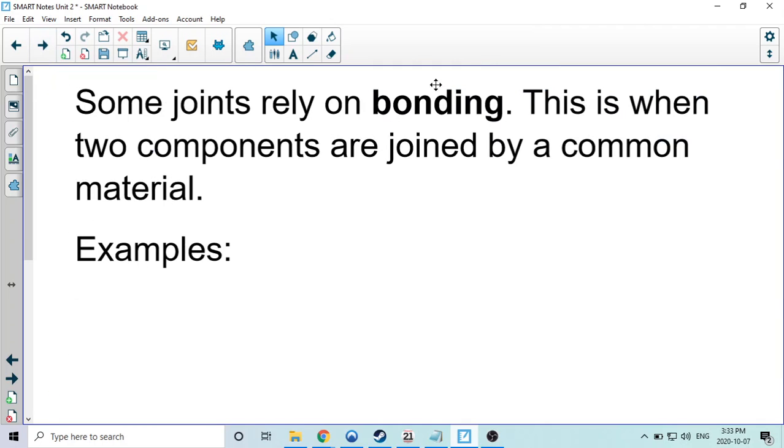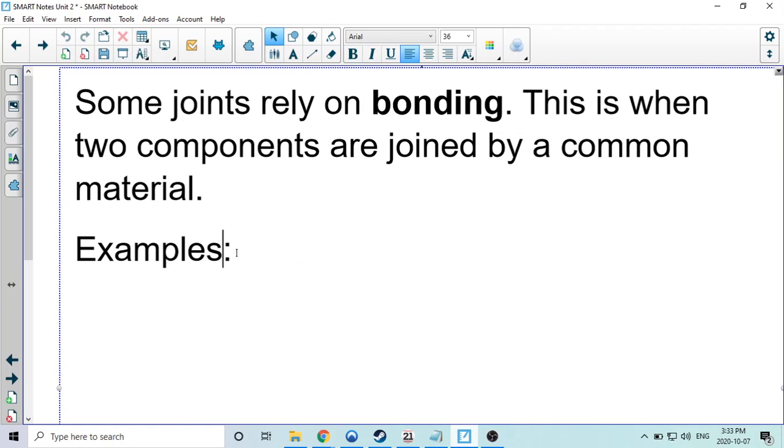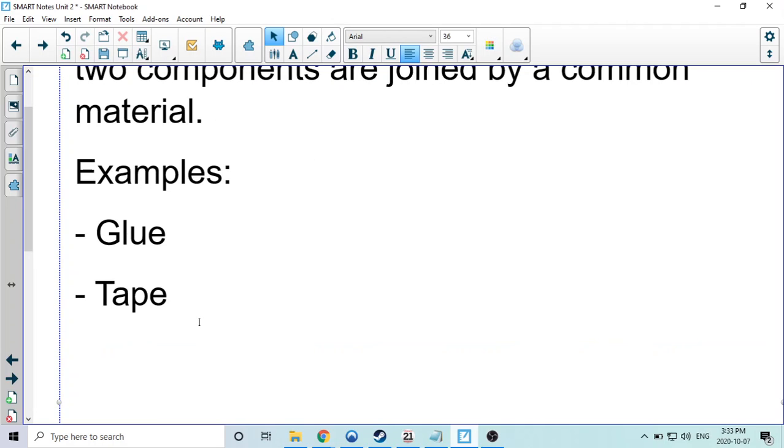So there are other joints that rely on bonding. This is when you have two components joined by a common material. Now what does that mean? Well, I'll give an example. Glue, right? If you glue two things together, that means you have part one and part two, and they are attached with some other thing in between, right? Glue is a good one. Tape is another common one.